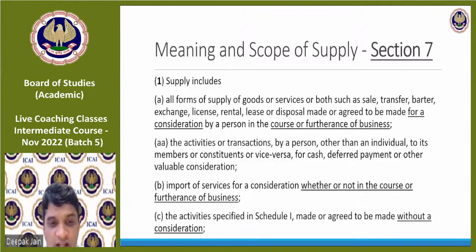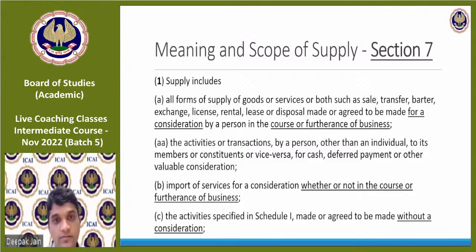Explain reverse charge again. I've explained reverse charge in detail, saying that generally the supplier pays the GST, but when some category of goods or some category of supplies are specified, the recipient pays GST. That is called reverse charge basis. GST chargeable section is section 9. We'll understand that section 9 in the next section.